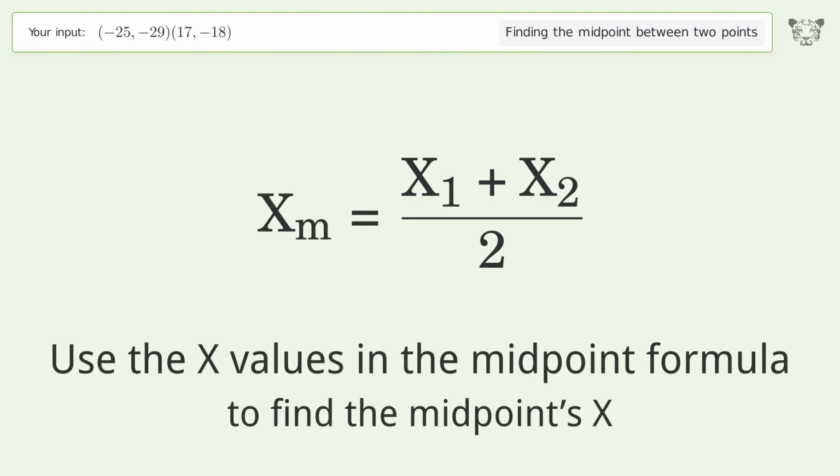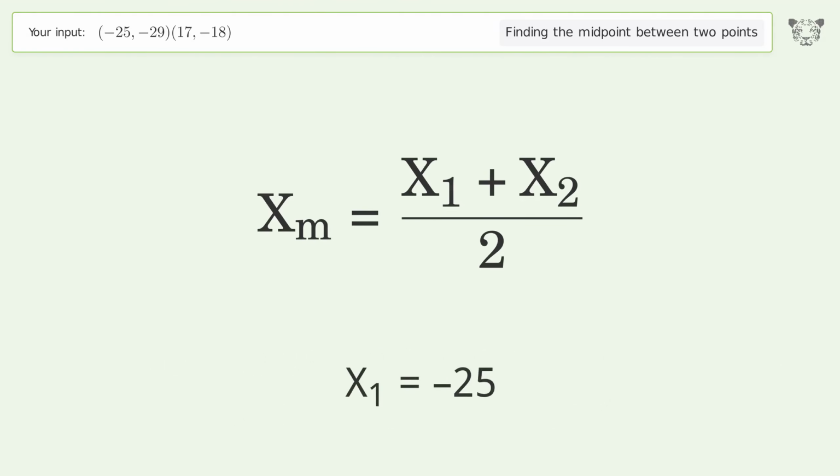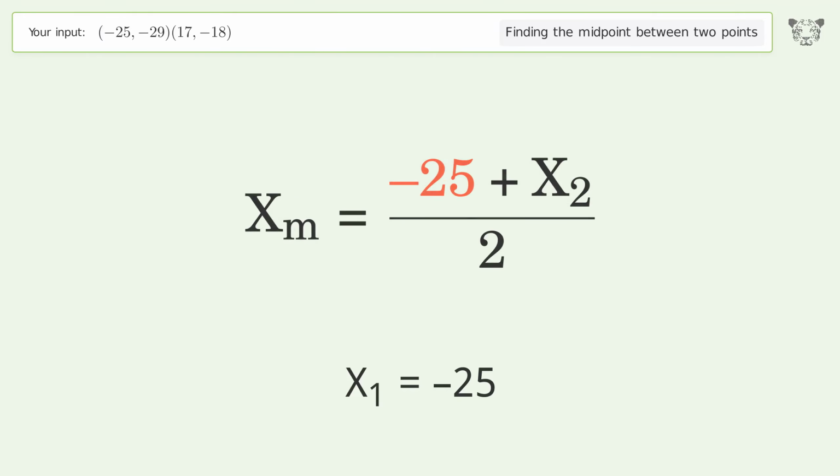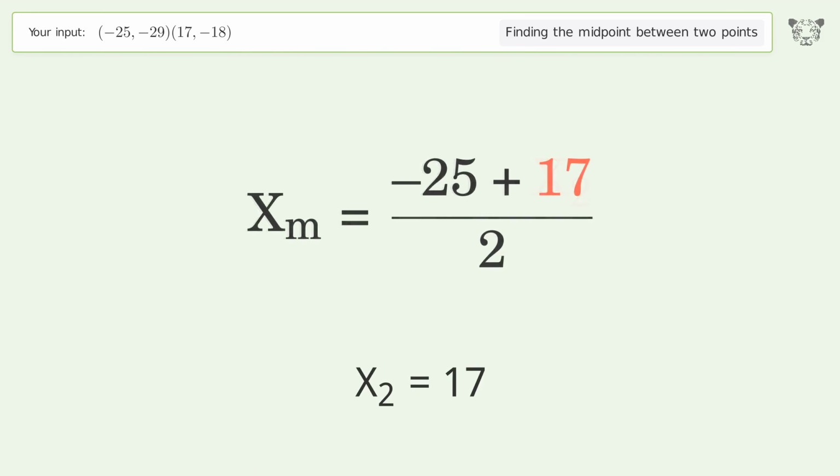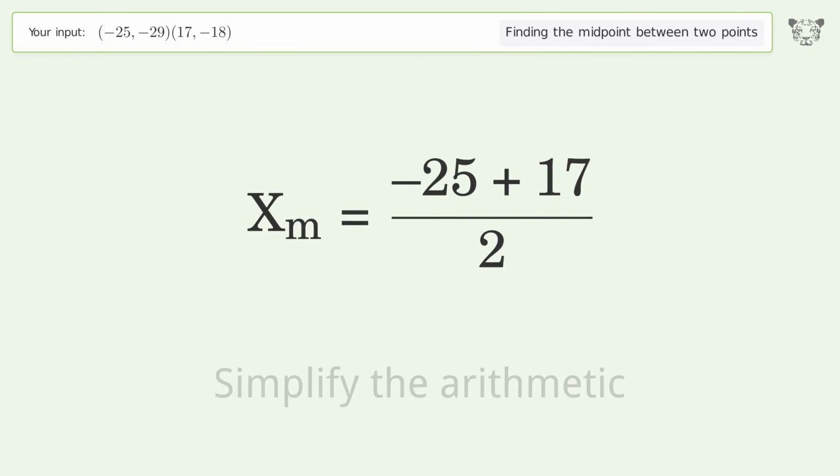Use the x values in the midpoint formula to find the midpoint's x. x1 equals -25. x2 equals 17. Simplify the arithmetic.